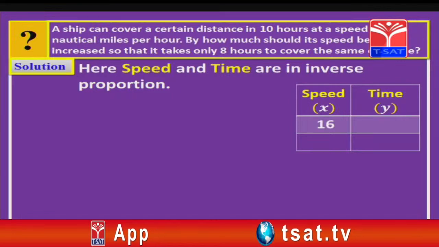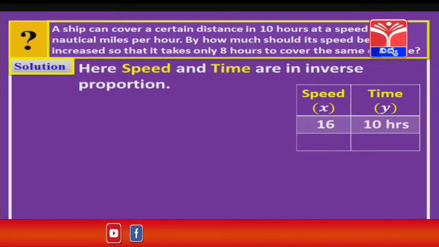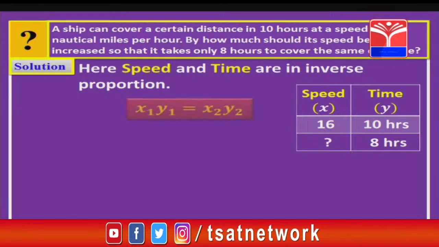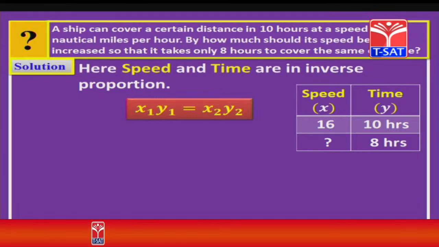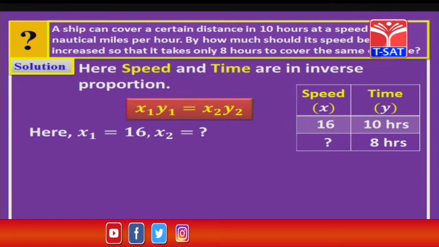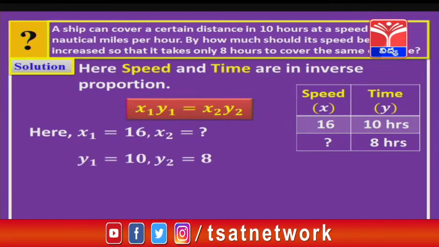In the first case, the speed is 16 nautical miles per hour and the time is 10 hours. Then in the second case, the time taken is 8 hours, and we need to calculate the speed. Since they are in inverse proportion, we use the relation x1 into y1 equal to x2 into y2. x1 is 16, x2 is what we need to calculate. Then y1 is 10 hours and y2 is 8 hours.